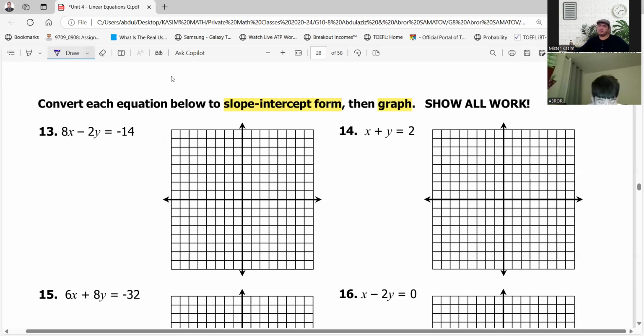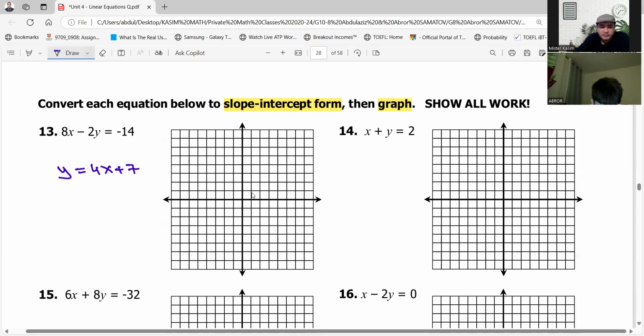Why is it taking so long, Abror? I'm done. What is it? Y equals 4x plus 7. Good, that's correct. Y is equal to 4x plus 7. So the slope is 4, the y-intercept is 7, right?